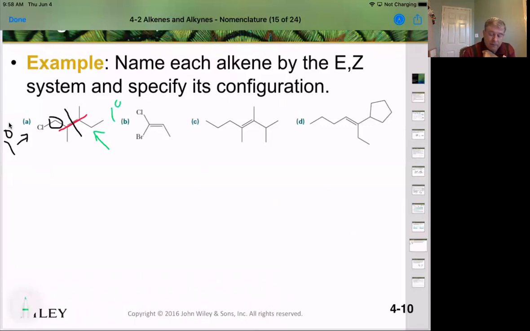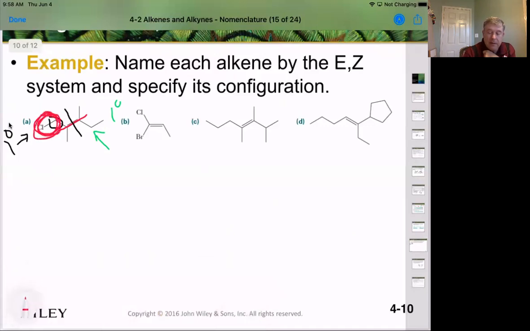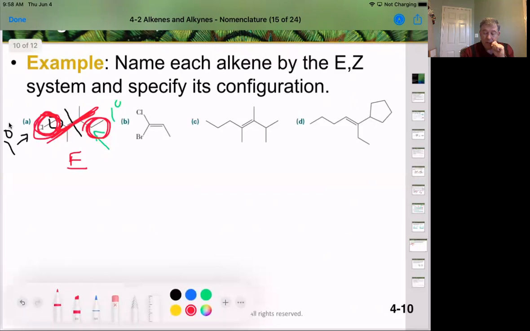If this is our highest priority on this side and this is our highest priority on this side, they are on opposite sides of that double bond line, and therefore they are E, because E means opposite sides, okay? So let's do the next one and use those same rules.